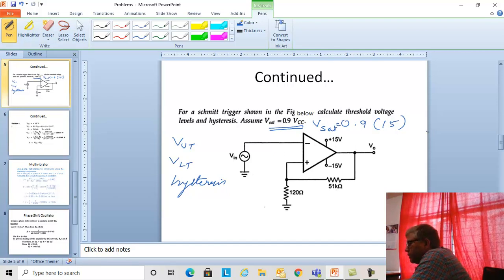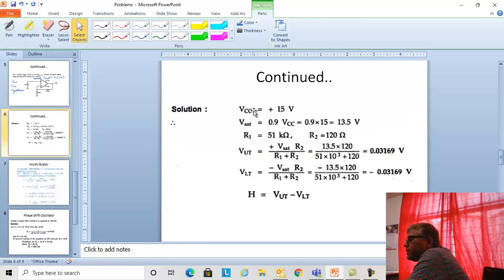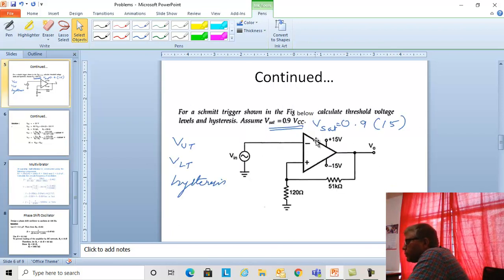So it is the same type of problem. You can see here VCC is 15 volts, Vsat is 0.9 into 15, that is 13.5 volts. R1 is given in the problem as 15 kilo ohm. This is your R1 and that's your R2. R1 is 15k, 51k, and R2 is 120 ohm.